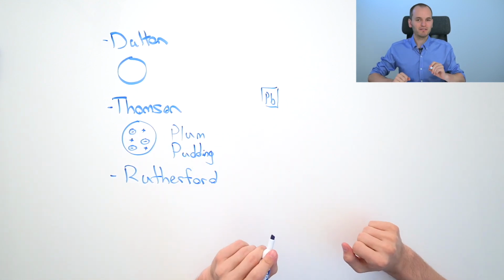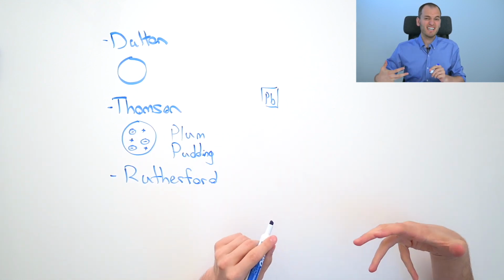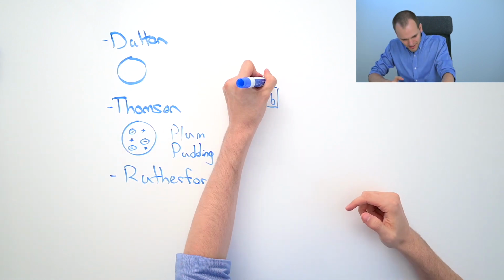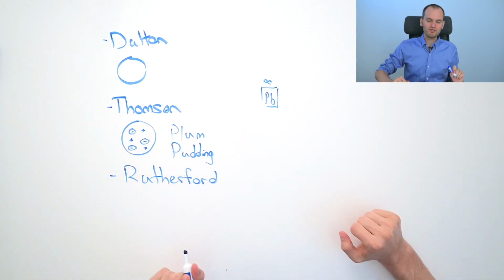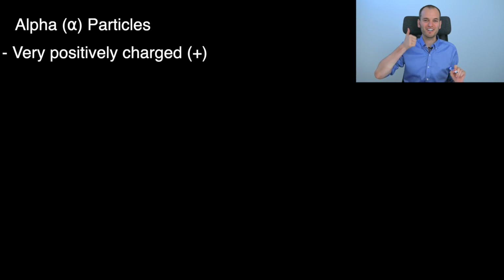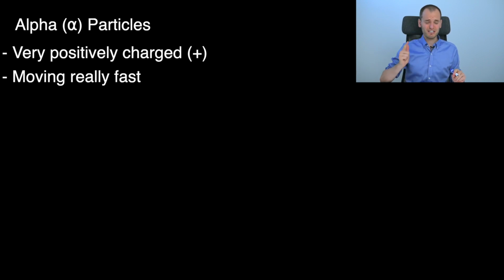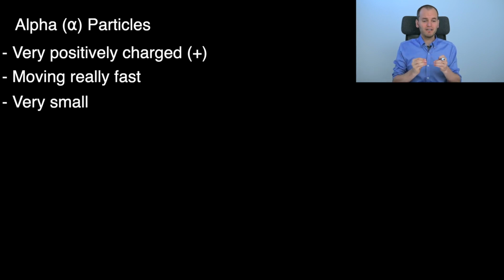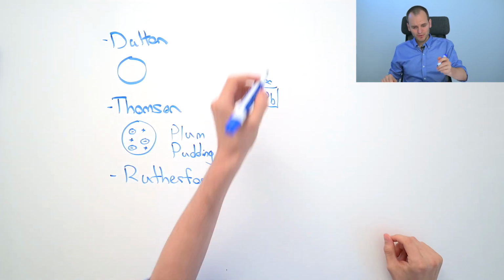One of those particles that you need to know is an alpha particle. This radioactive lead was shooting out alpha particles, or it was a source of alpha particles. What you need to know about alpha particles is that they're very positive, they're moving really fast, and they are also quite small. They knew all of this at that time. And what they did was they shot these really small subatomic particles at gold.